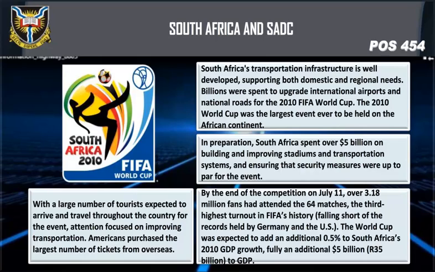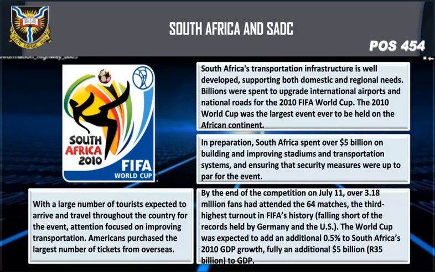South Africa's transportation infrastructure is well developed, supporting both domestic and regional needs. Billions were spent to upgrade international airports and national roads for the 2010 FIFA World Cup. The 2010 World Cup was the largest event ever to be held on the African continent. In preparation, South Africa spent over $5 billion on building and improving stadiums and transportation systems and ensuring that security measures were up to par for the event.